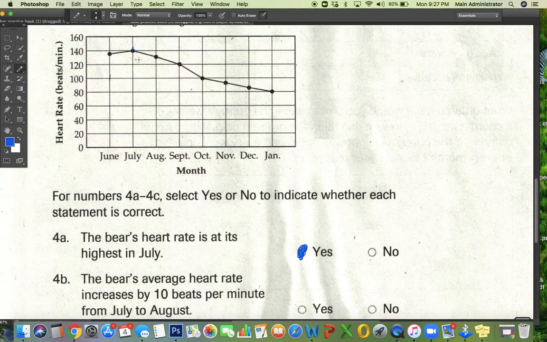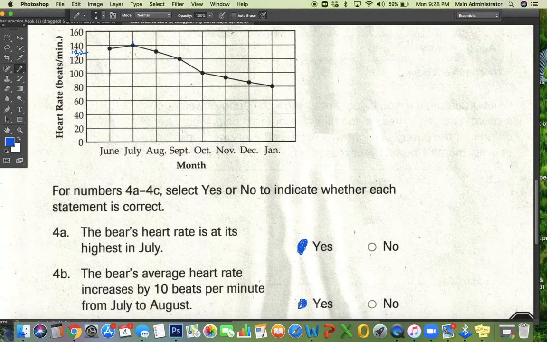The bear's average heart rate decreases by 10 beats per minute from July to August. All right, July to August, let's see. This is going by 20, 40, 60, 80. So if this is 20, then in between right there would be 130. And it says it decreases by 10 beats per minute from July to August. Does that look like it? Yeah, that looks like it's about 130. So it was at 140 to 130. I'd say yes. I agree with that.